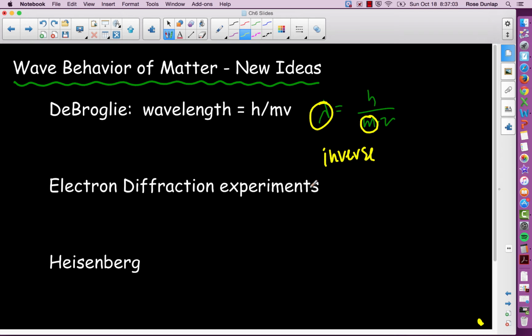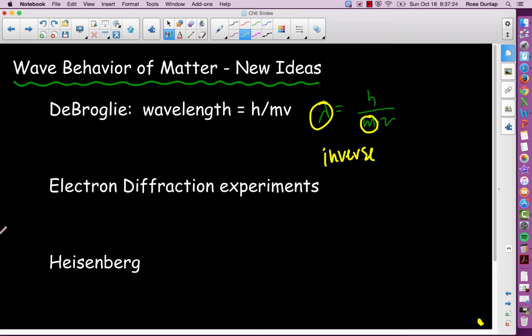But somebody eventually got the idea: why don't we try that with electrons? Let's take electrons, put them through a crystal, and see if they diffract. And indeed, they do diffract, which means that electrons, which we know to be particles, which we know to be matter, also diffract, meaning they travel in waves, just like light does.